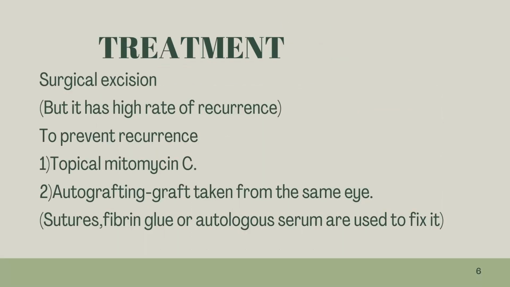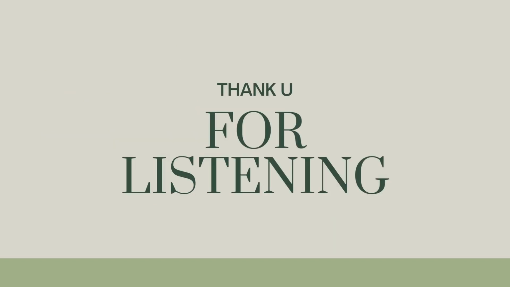Then comes the treatment of pterygium. First, you can surgically excise it, but it has a high rate of recurrence, it can recur. Then to prevent recurrence, you can give topical mitomycin C, and you can also go for autografting. In autografting, you take the graft from the same eye, from the conjunctiva, limbal autografting you can go for. And you can use sutures or fibrin glue or autologous serum to fix it. Thank you.